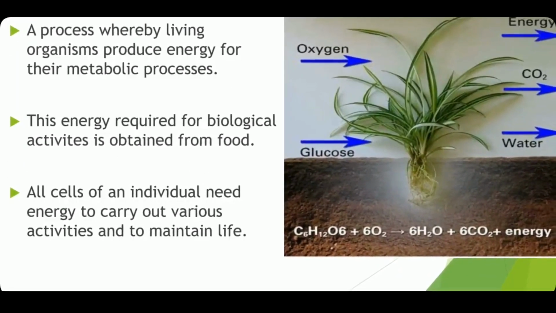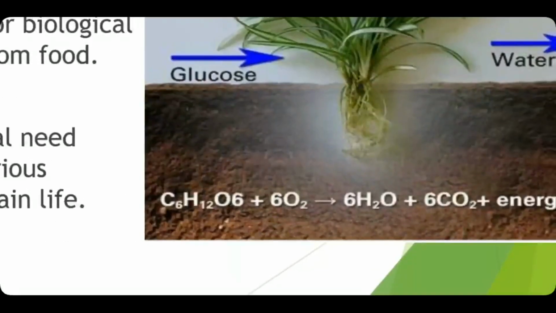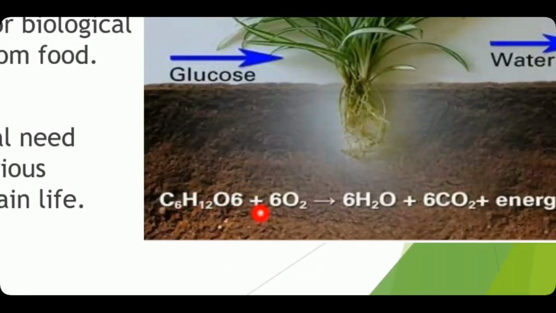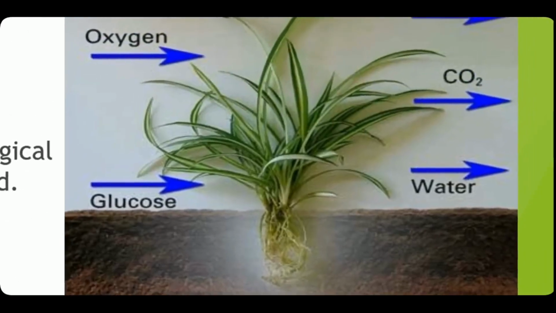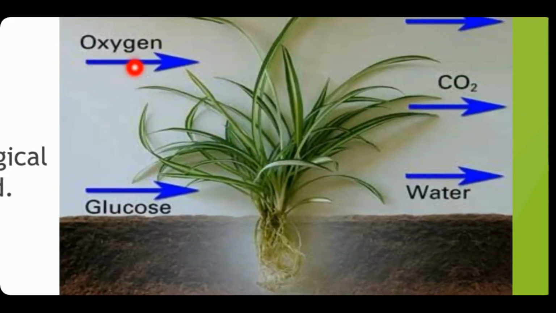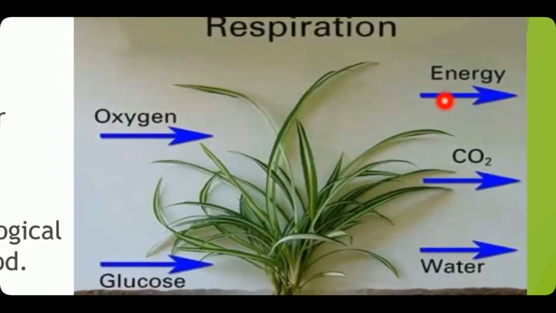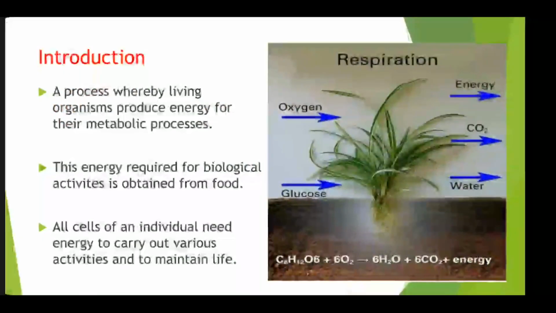carbohydrate. The chemical reaction, as I told you, is C6H12O6 plus 6O2 gives 6H2O, 6CO2, and energy. So here again you see the picture, and just get an idea that oxygen and glucose are used, and then carbon dioxide, water, and energy are produced. This is about respiration. I can say that it is an oxidation reaction, or we can say that the oxidation of food takes place, and it releases energy.